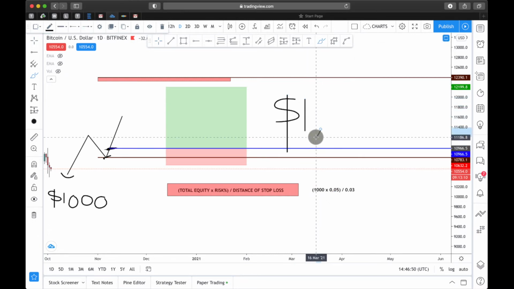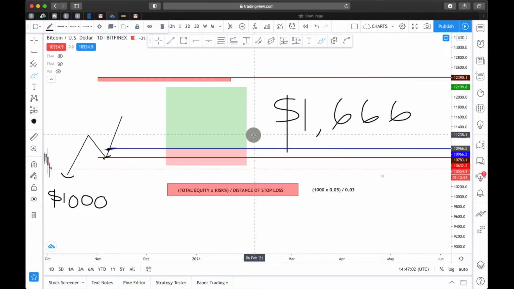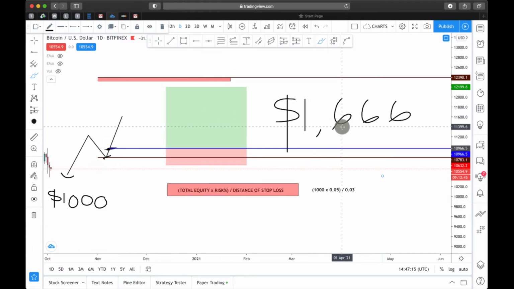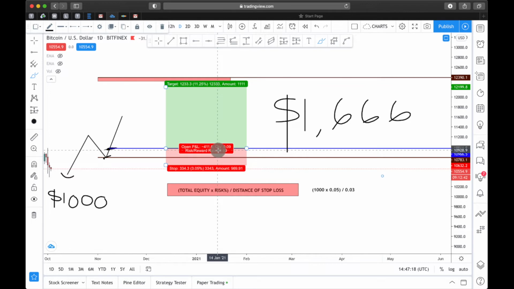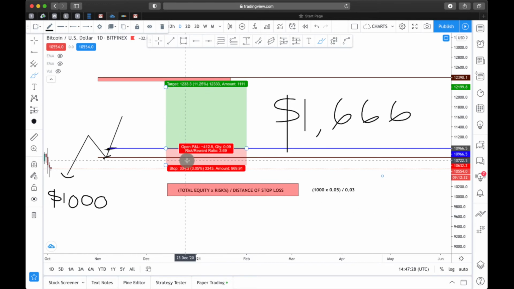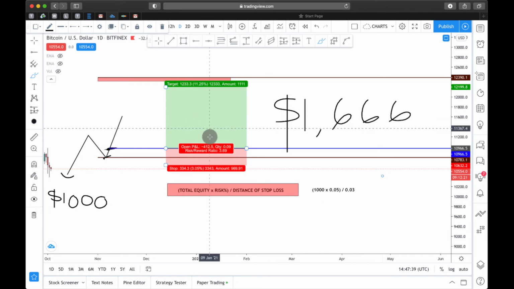So on this trade, you are going to be putting $1,666. So let's say this trade goes wrong and the distance between your entry price and your stop loss is 3%. So if the trade goes wrong and you lose 3% of this particular amount, which is 1,666, you are only going to be losing 5% of your total capital, which is $1,000, right? So if you calculate 3% of 1,666, it will be equivalent to 5% of your total capital, which is $50. Do you understand? So that is how you calculate position size.